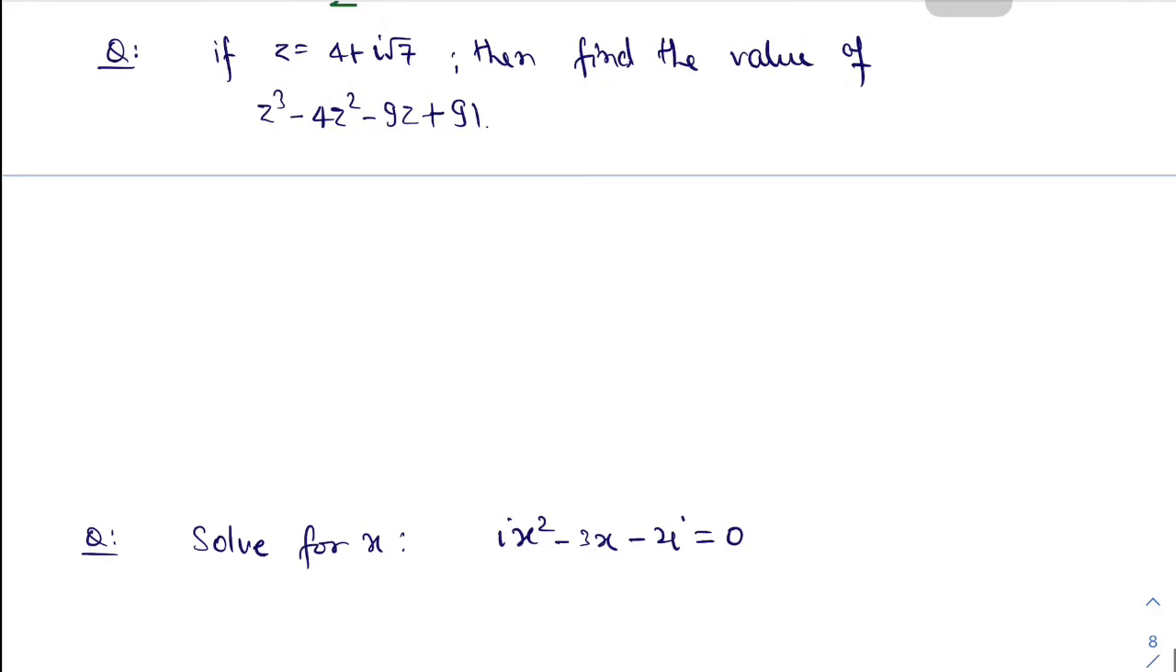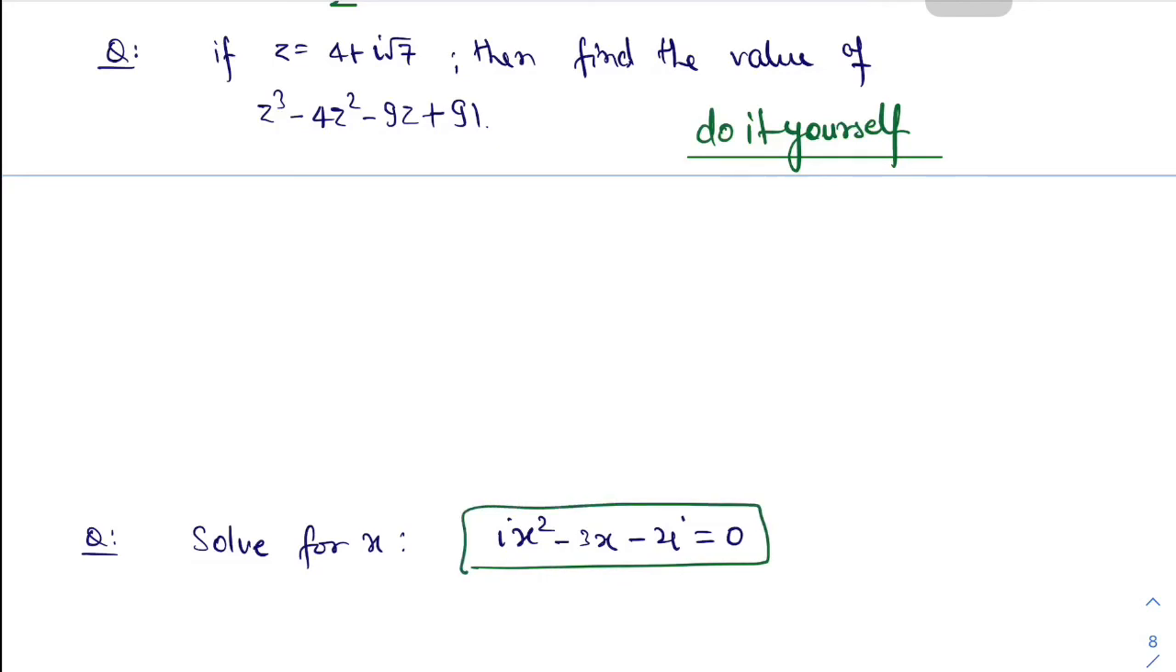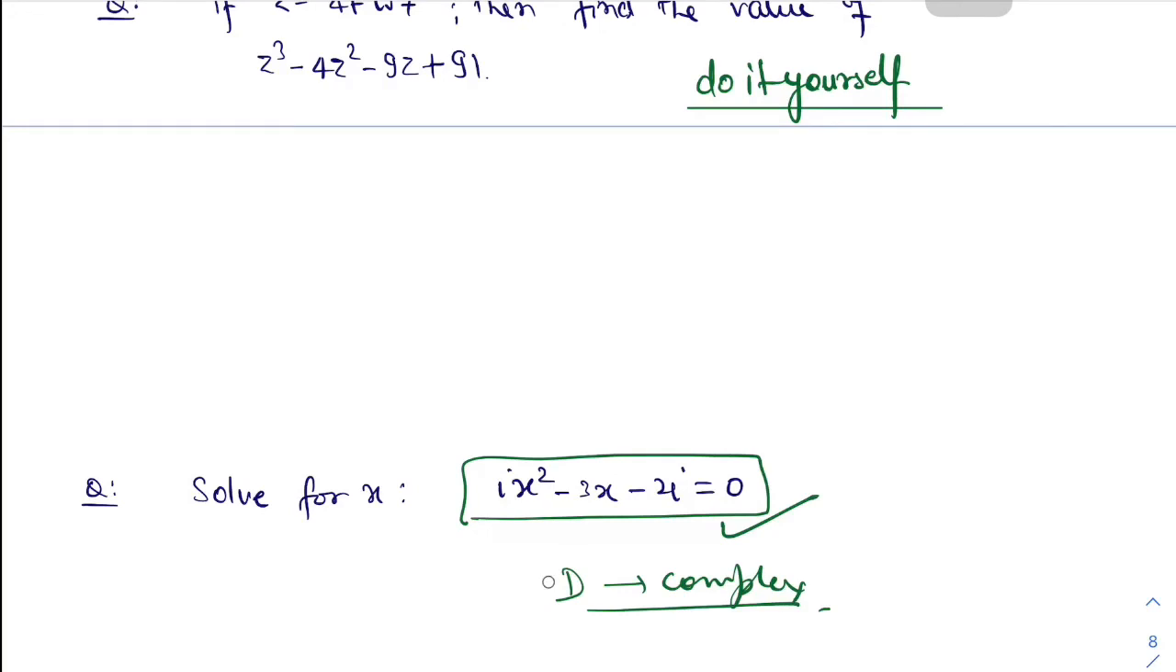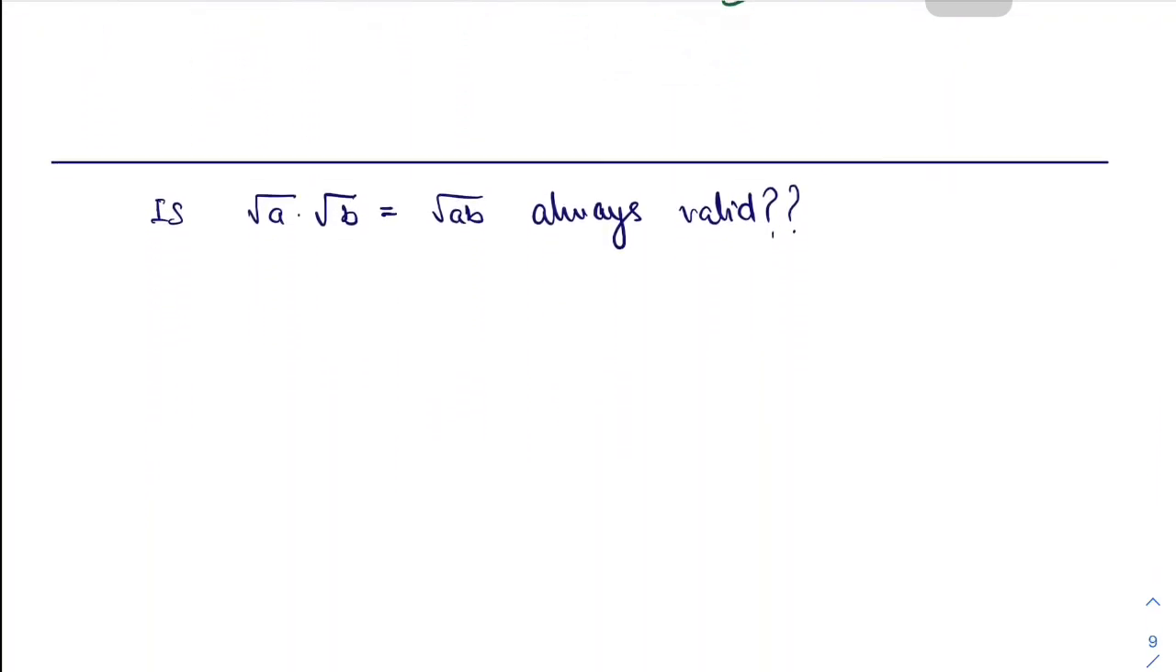These are some more questions. You will do it yourself. This question is again a quadratic equation having imaginary coefficient. You can again apply quadratic formula, and if the discriminant becomes complex, then you have a formula for calculating the square root of complex number. If it's not a complex number, then it will be very easy.